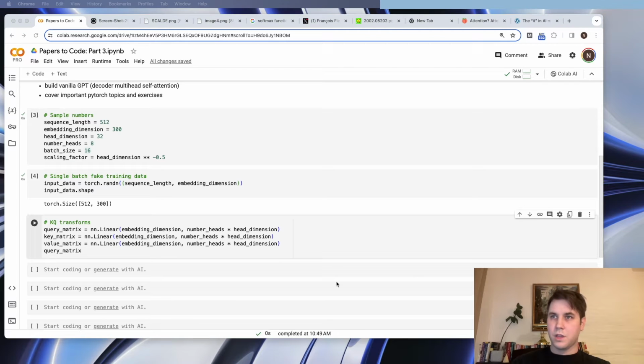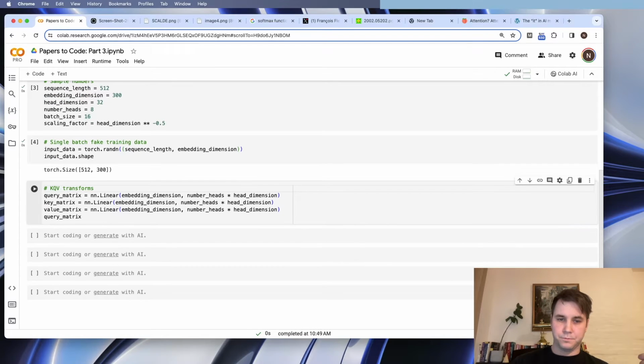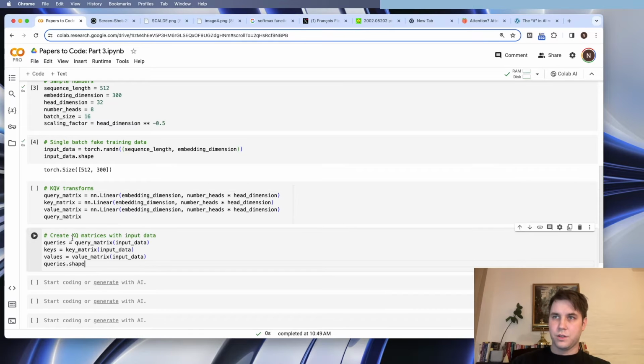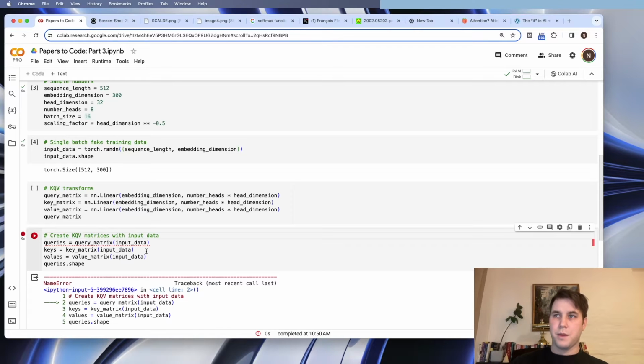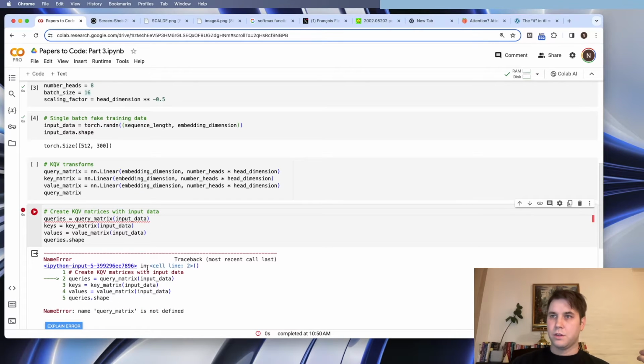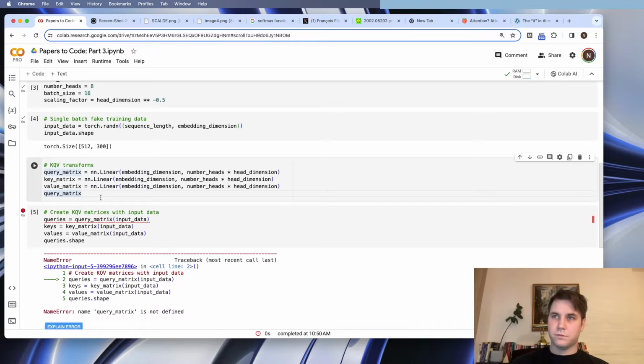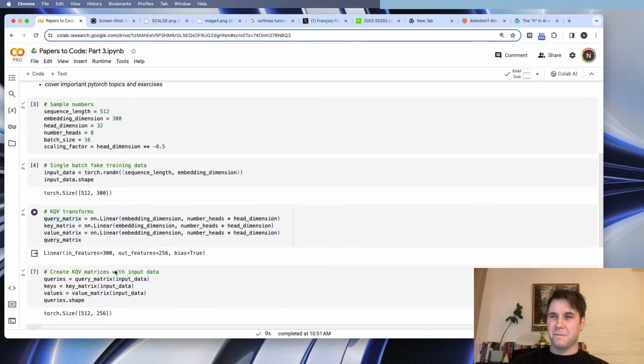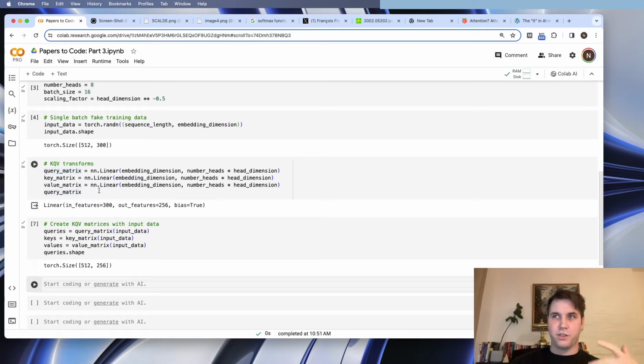Okay, here's key query value transforms. These are linear layers, and then we're going to create query key value data by putting our input data, I have to load this again, by passing our input data through these different linear layers.